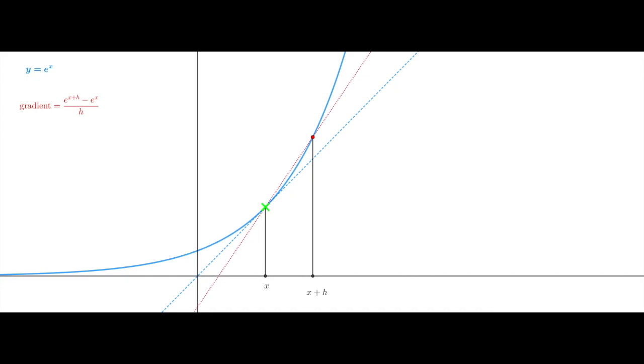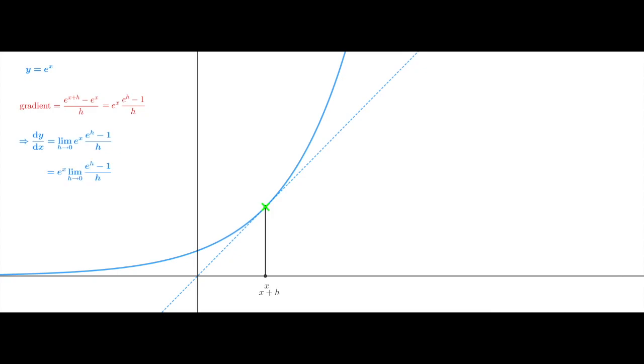and we can easily see what the gradient of that red line is, because the y-step is e to the x plus h minus e to the x, and the x-step is just h. But we can factorize, take e to the x outside the fraction, and we get that. And of course, that fraction, e to the h minus 1 over h, is something that we recognize. So dy by dx is the limit of that thing as h tends to 0. Remember that as h tends to 0, the red line becomes the tangent gradually.